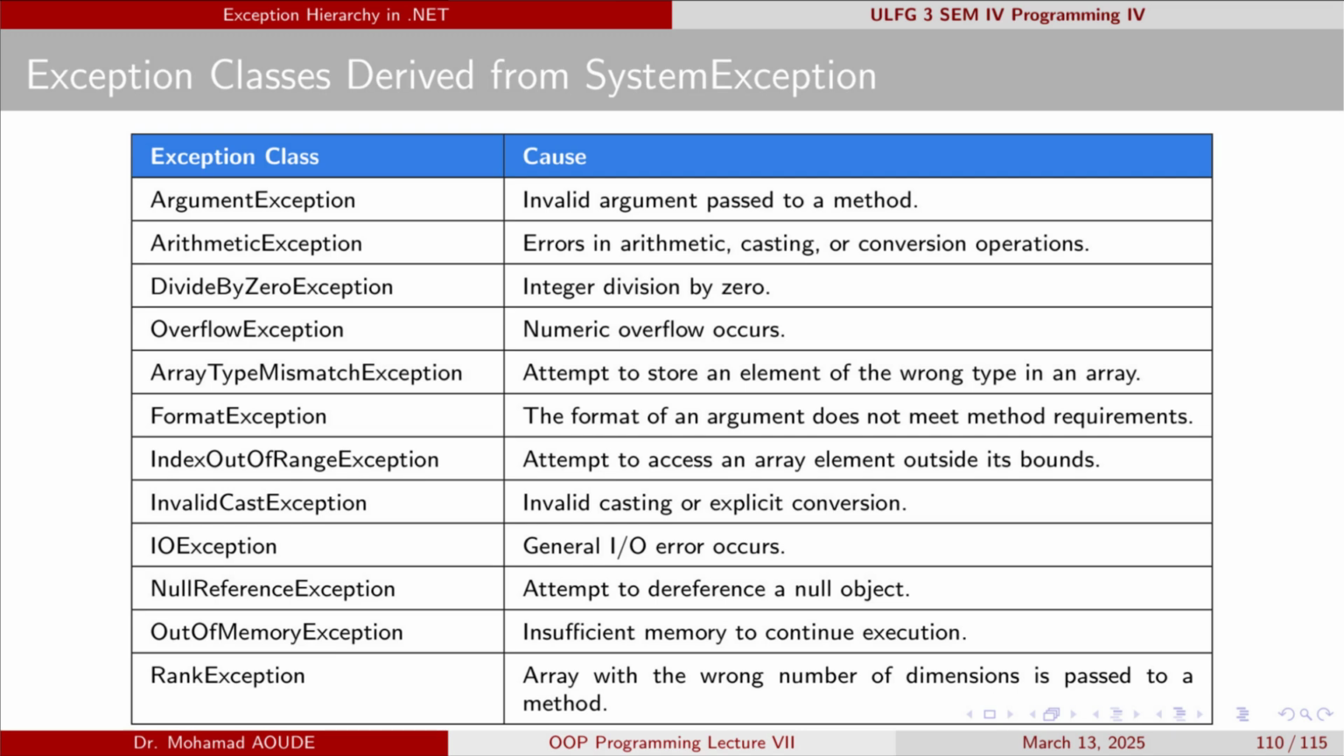Here's a broader look at system-level exceptions: ArgumentException, FormatException, OverflowException, RankException, NullReferenceException, IOException. These are the building blocks of defensive error handling in .NET, and they represent violations of language or runtime rules.